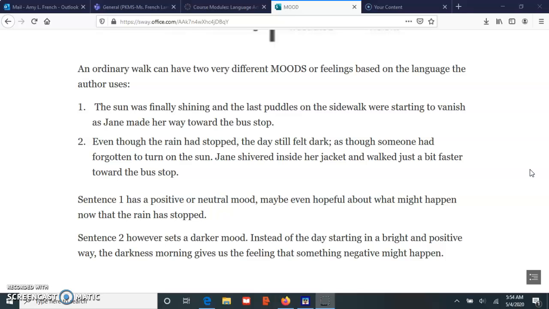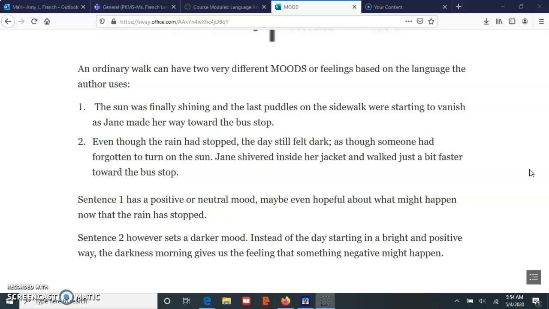But sentence number 2, the day still feels a little bit dark. The sun hasn't quite come out. And something about that day is making Jane shiver inside of her jacket and walk faster. This use of language is letting you know as a reader that maybe something bad is going to happen. Maybe there's something not quite right going on.